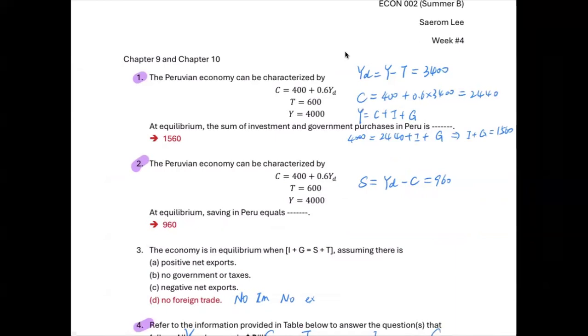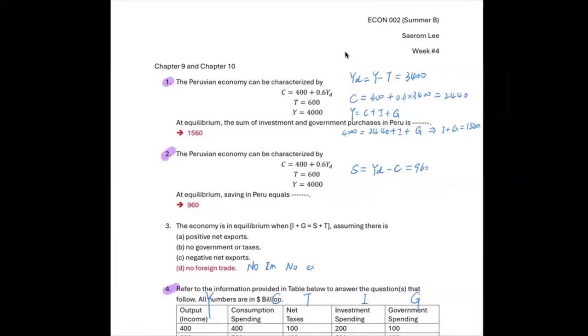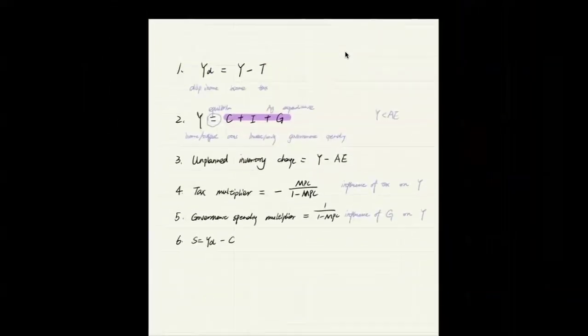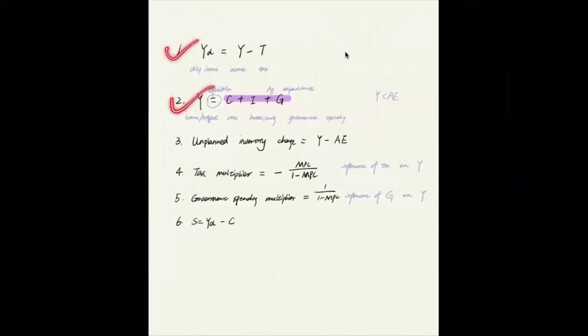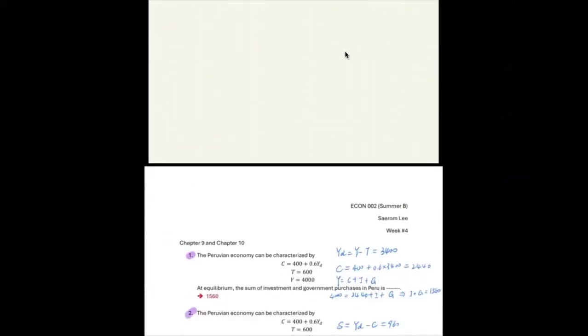After getting C and YD, can you know saving? Yes, because this is our equation 6, right? You know C from question 1, right? You know YD from question 1. Then the rest part would be saving. Okay, so question 1 and 2 are using the equation in 1 to 6.